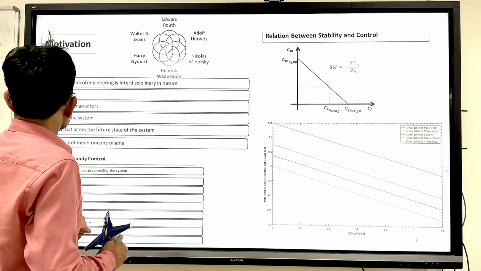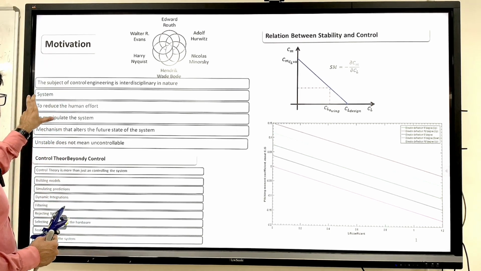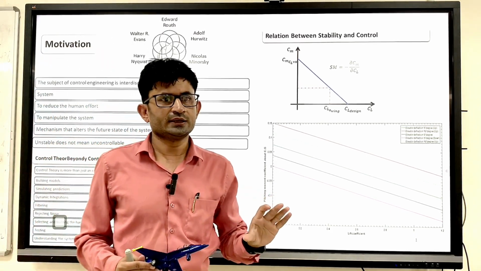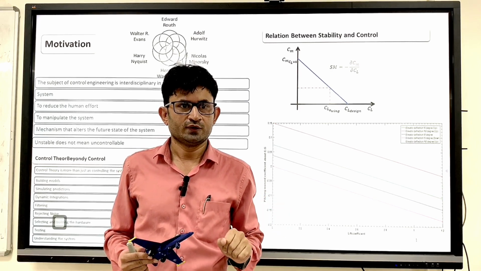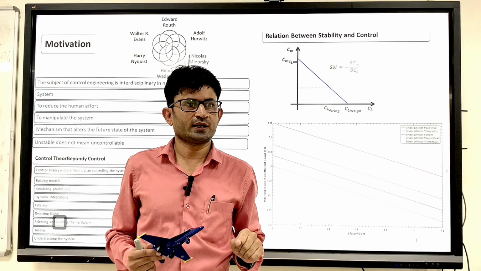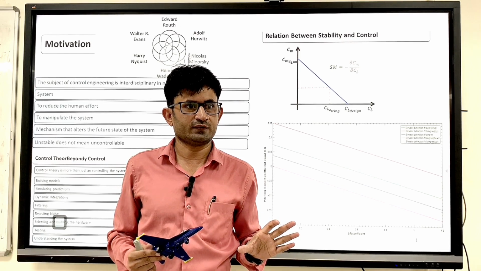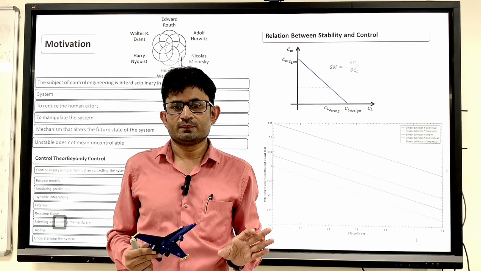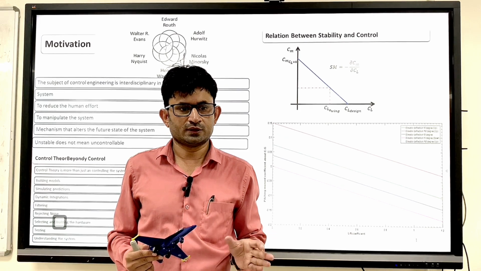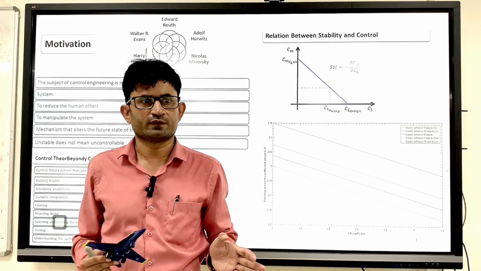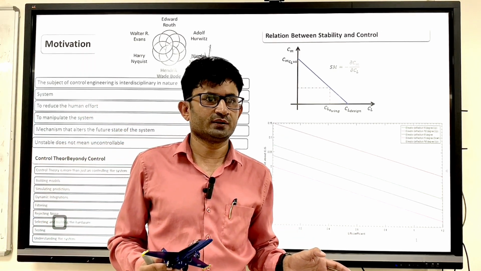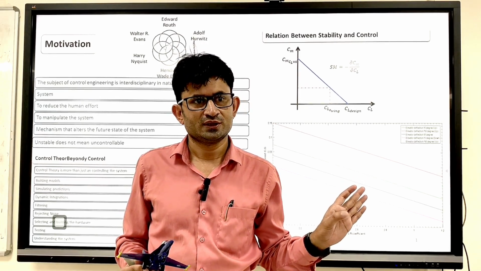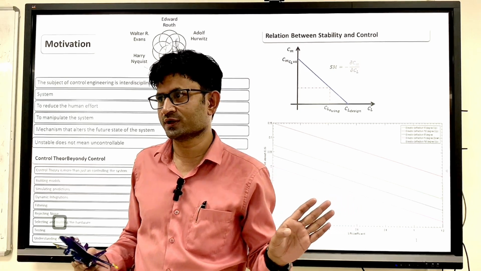And now, the subject of control engineering is interdisciplinary in nature, okay? And the purpose is to reduce the human effort. For example, when you fly in a commercial aircraft from India to US, hardly less than 1 hour is manual flight. The remaining 15 to 16 hours is only autopilot flight. So see how much human effort has been reduced, right?